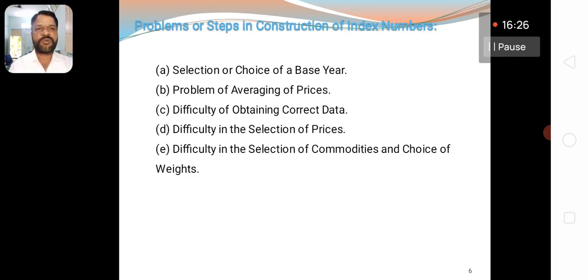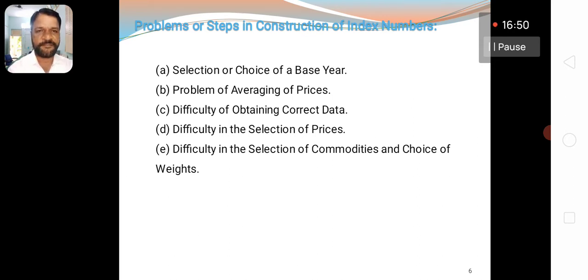Then certain problems are involved in the construction of index numbers. They are also called the steps. The first one is the selection or choice of a base year. Then we have to select the base year. You know, the base year is the year with which the comparison is made.